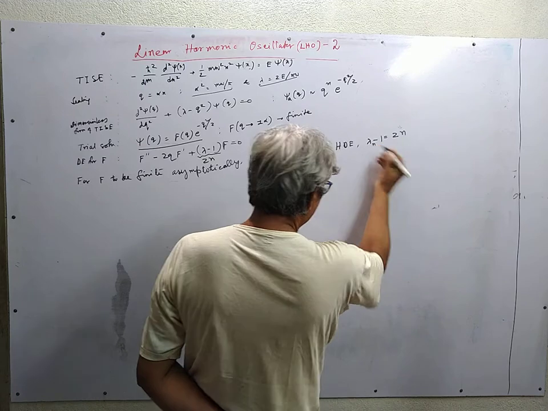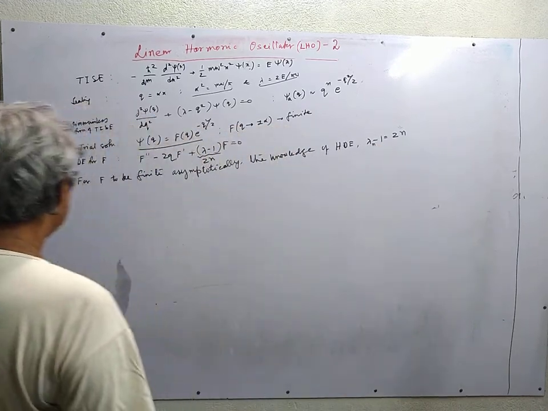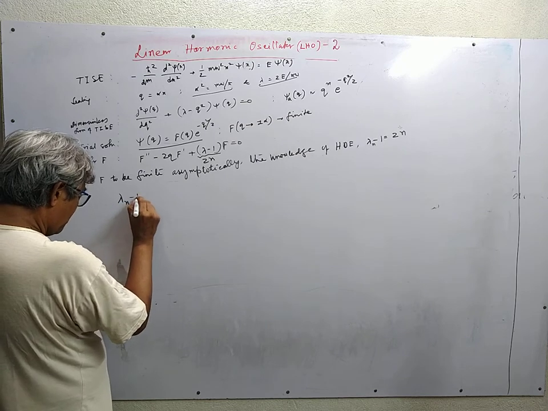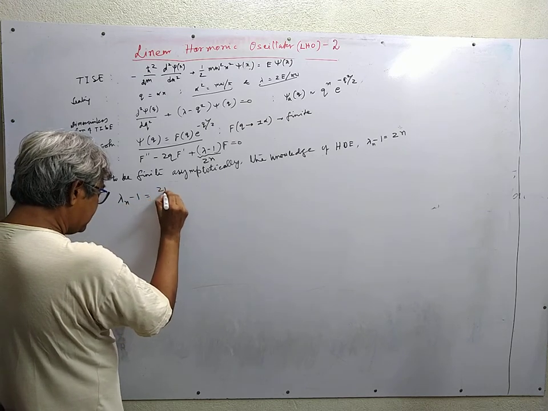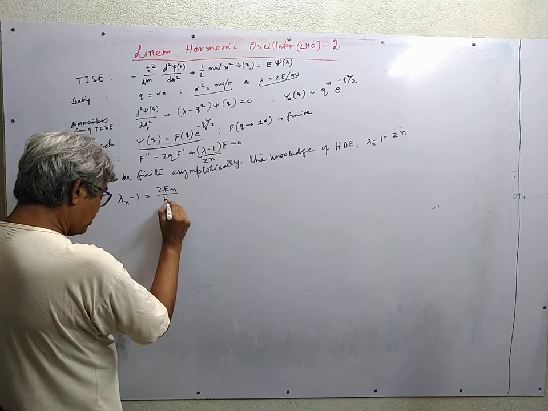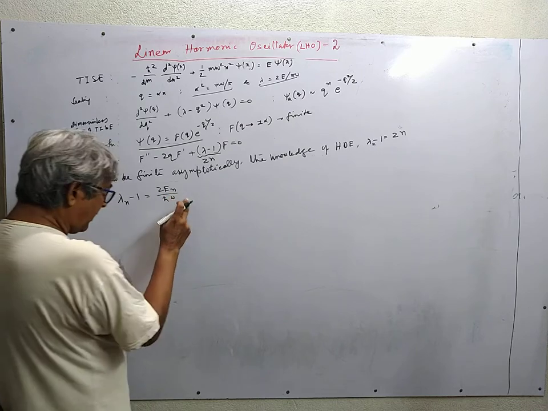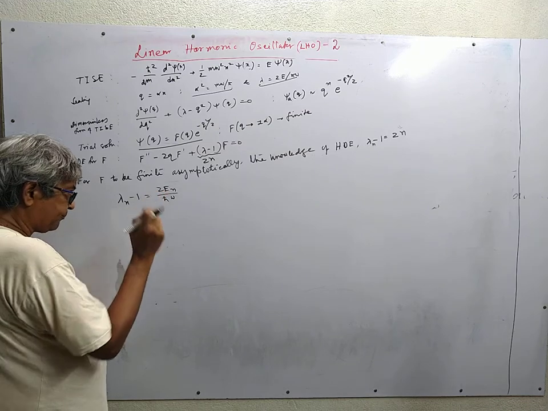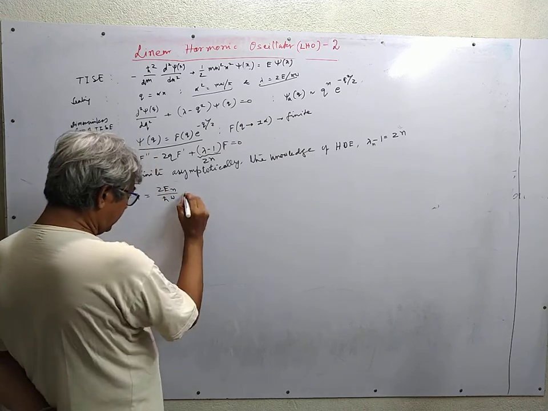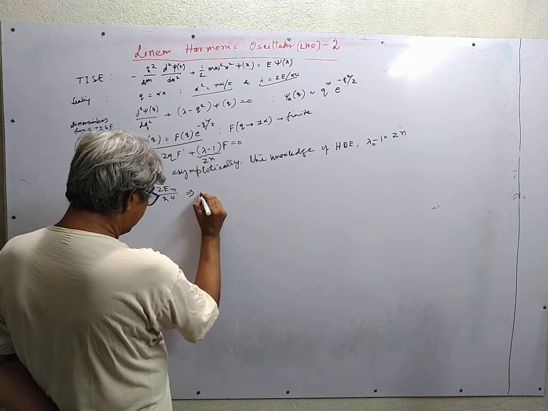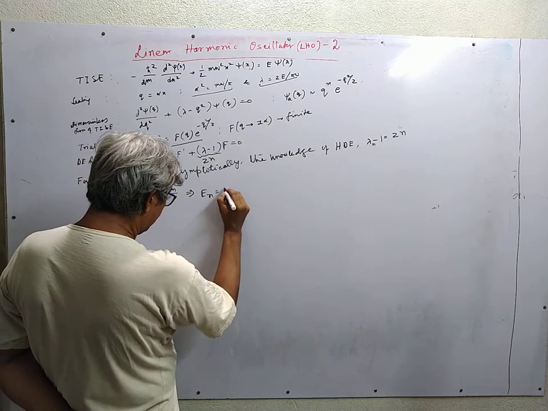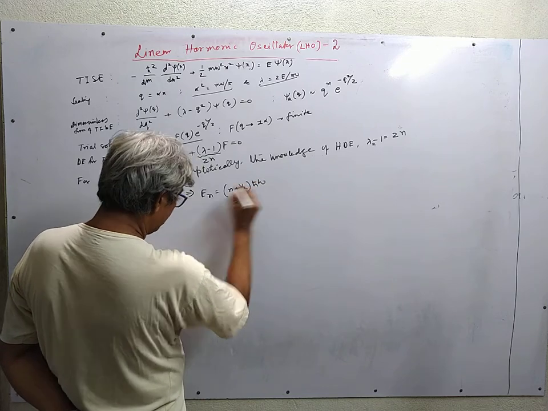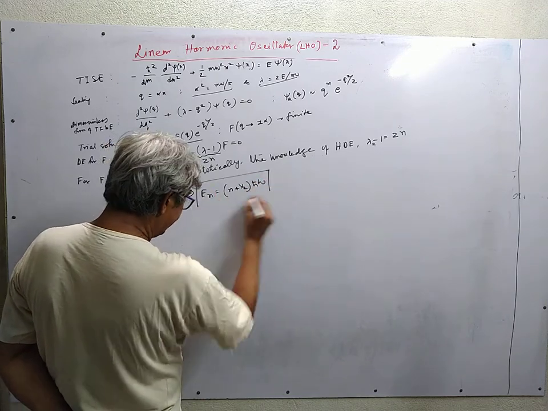So we put a lambda n value. So lambda n minus 1 is equal to twice En by h cross omega. Since it is governed by the integer n, we have put a subscript n in the energy level. So this gives you En is equal to n plus half h cross omega as the quantized energy values.